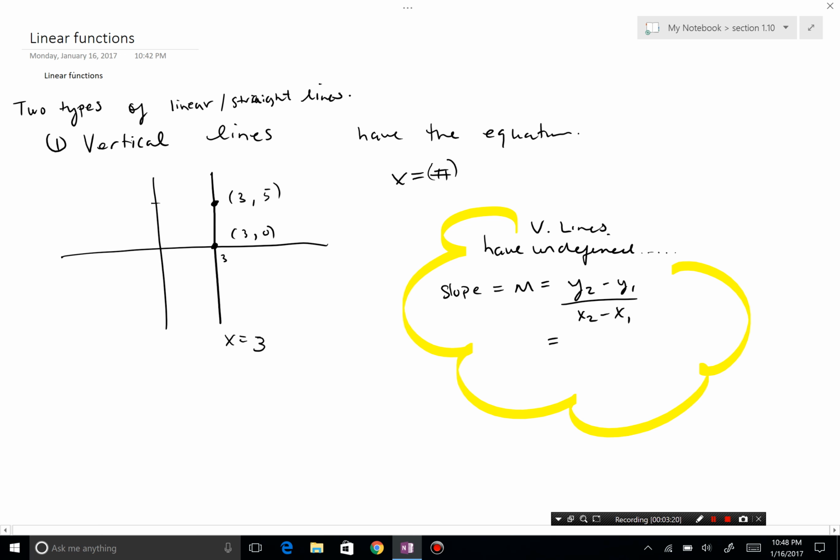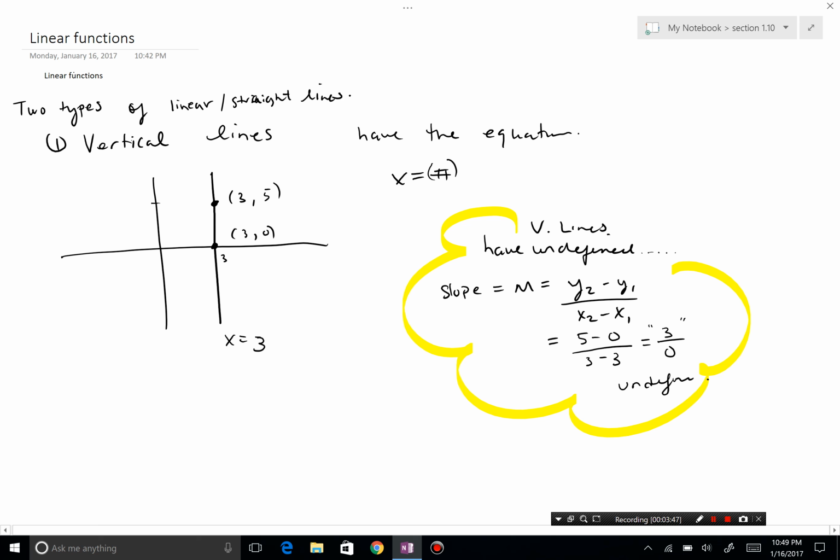Why is it not going to matter? Because the y values aren't the thing that's important. It's the fact that these x values are the same. So check this out. We'll end up getting 5 minus 0 over 3 minus 3, which gives us 5 over 0. Holy moly, that's undefined. And this will happen every time with a vertical line. That's your proof.